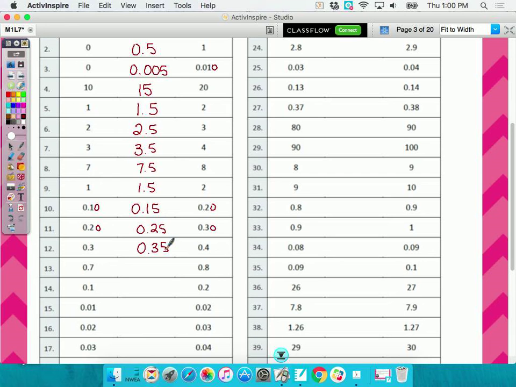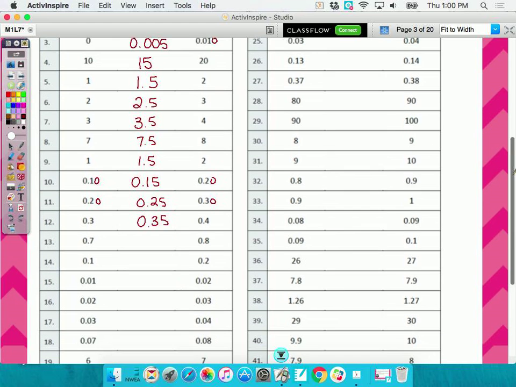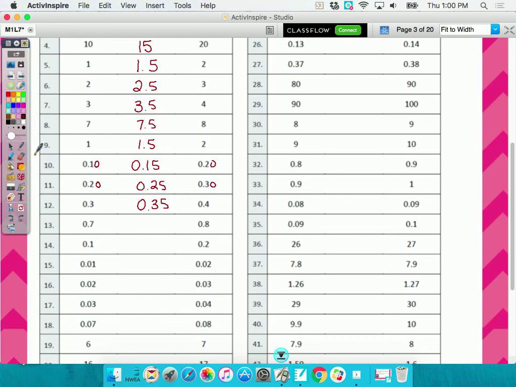Okay, now I want to stop you for a minute. On the decimal numbers, starting right here with number 10, what am I actually adding to the end of the first number to get my midpoint? A 5. Did I put a 5 on the end of 2/10? Yes. Did I put a 5 on the end of 3/10? Yes.